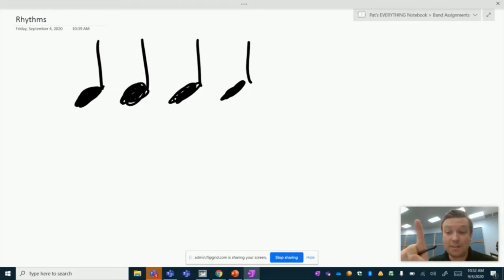Now I want you to take your finger and put it close to the screen. You can touch the screen if you want, though it might make it mess up. We want to get used to touching each note as we say it. So I'm going to do it on my screen and you do it on yours. Count it again. Ready, go. One, two, three, four.